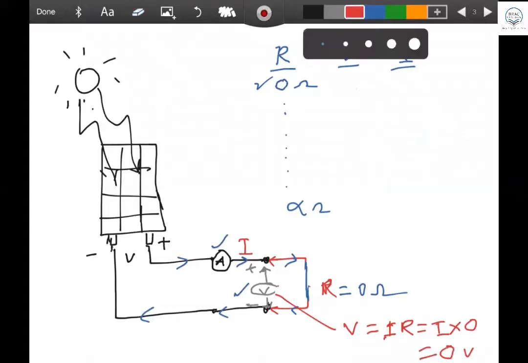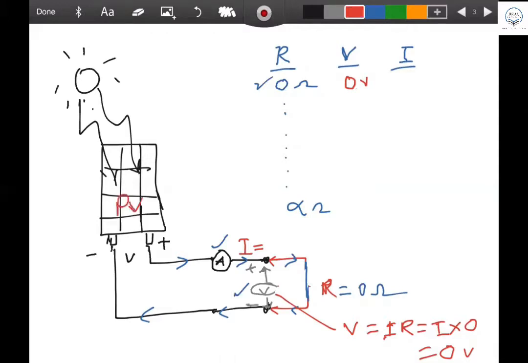Okay, now you're getting 0 volt here. And whatever the current flows in that case, the ammeter is going to read the current. What will that be? If this is 0 resistance, no resistance, what does it mean? Short circuit means infinity, a lot of current. Yes, infinity, you are right. In general, from the theoretical values we get infinity, but the PV panel current will be limited.